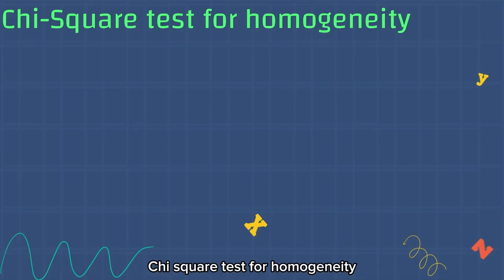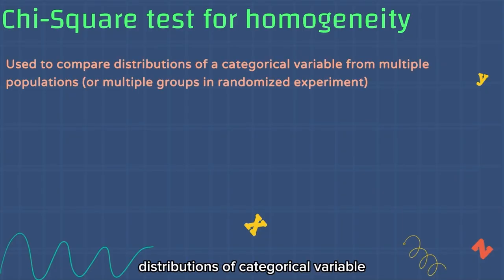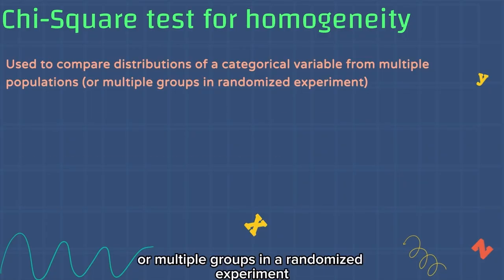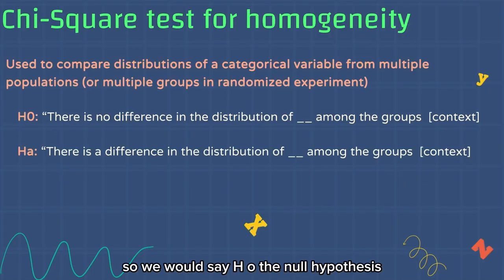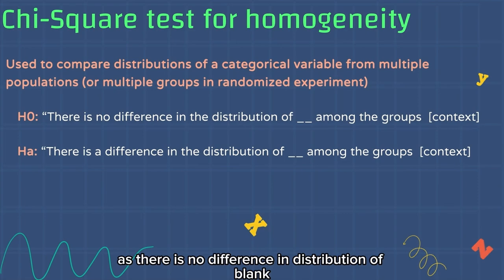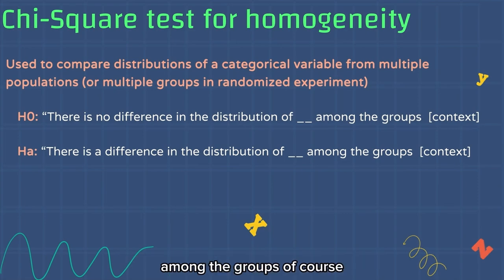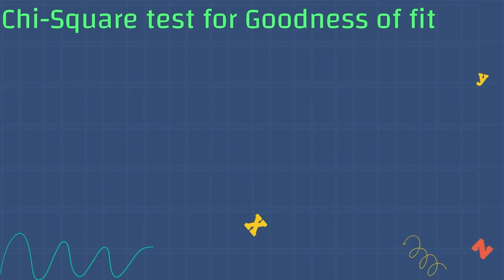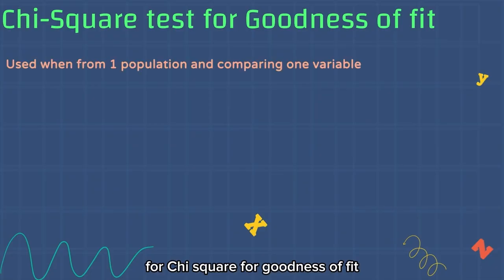Chi-square test for homogeneity is used to compare distributions of a categorical variable from multiple populations or multiple groups in a randomized experiment. So we would say H0, the null hypothesis, is that there is no difference in distributions of blank among the groups, of course include context. And then the alternative hypothesis is that there is a difference in the distribution of blank among the groups, with context, of course.